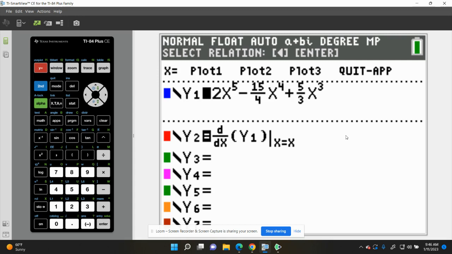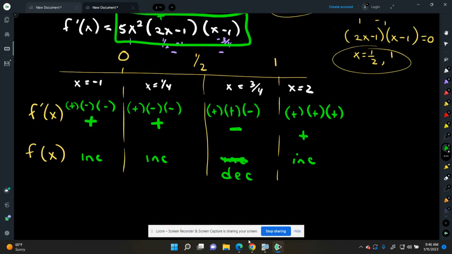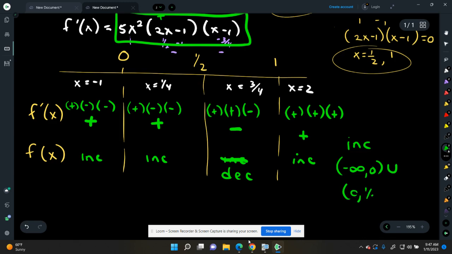Okay. Questions? All right. So for the intervals, you would just write 0 to 1/2 increasing, 1/2 to 1 decreasing? Yeah, so when I put it in intervals, I'm going to say it's increasing from negative infinity to 0, unioned with 0 to 1/2. Oh, I'm sorry, we could. Yeah. Thank you. 1/2. Unioned with 1 to infinity, right? And then it's decreasing from 1/2 to 1.